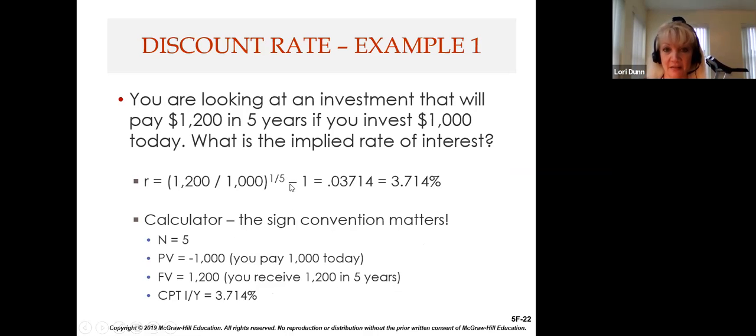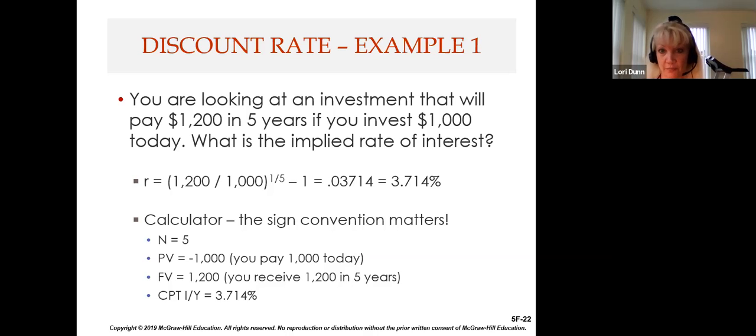That result is then taken and subtract 1 from it. So the first thing I do is take 1200 future value divided by present value, 1000. That'll give me 1.2, everything in parentheses first. Now you could use your 1 divided by X key or the power key on your calculator. Here's what I do. I take 1 divided by 5, 0.2. So I'm going to raise that to the 0.2 power. I take the 1.2 from my first calculation of 1200 divided by 1000, and use the hat key on my calculator. It's in my last column, about the third one down. I raise that to the 0.2 power, and my result is 1.03714.